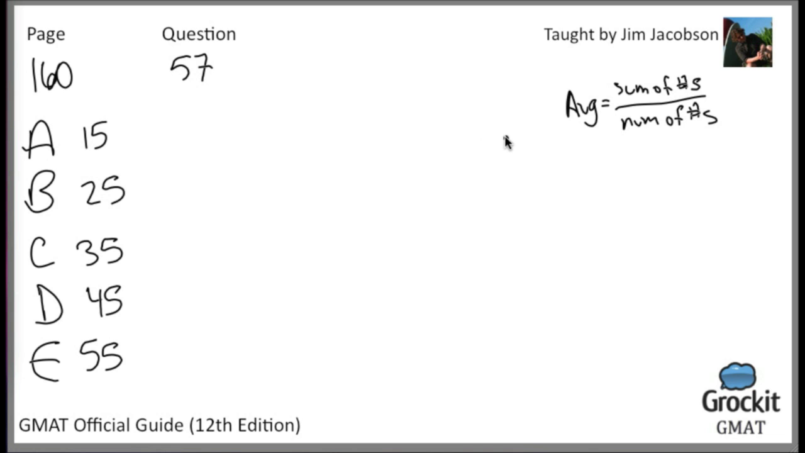So the average of 10, 30, and 50 is 5 more than the average of 20, 40, and what? So the average of 10 plus 30 plus 50, and there are 3 numbers in there, so we have to divide by 3. 50 plus 30 plus 10 is 90 over 3, so the average ends up being 30.